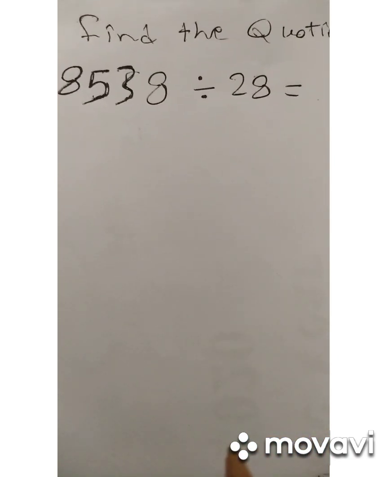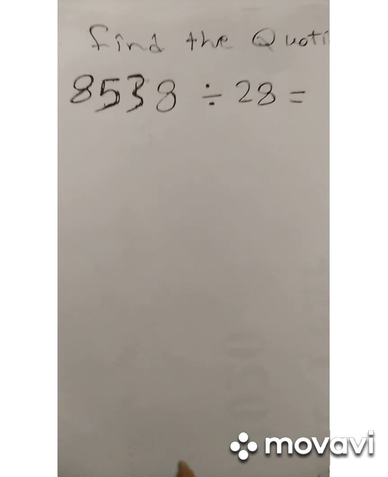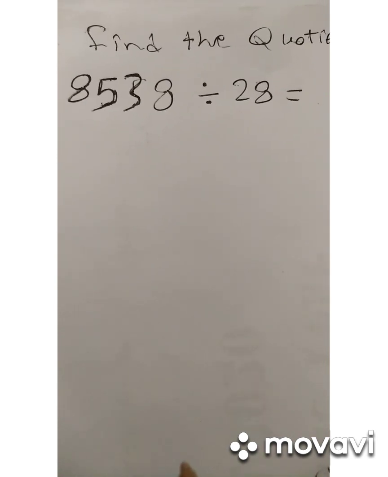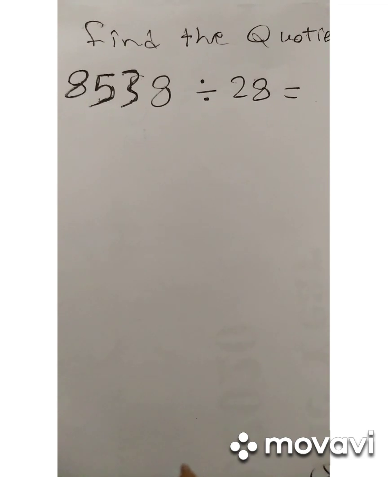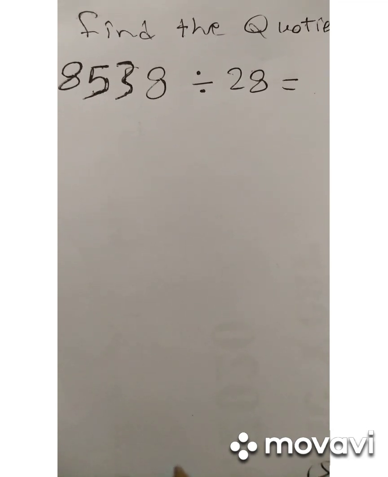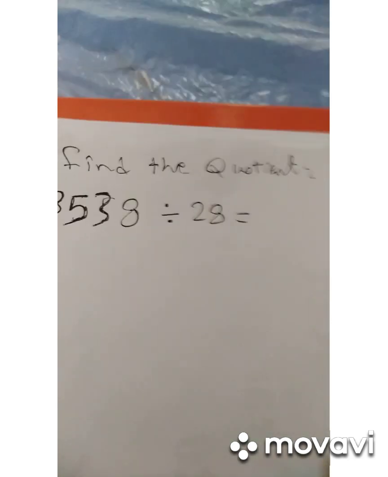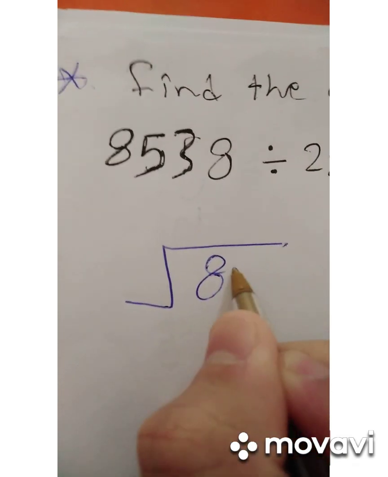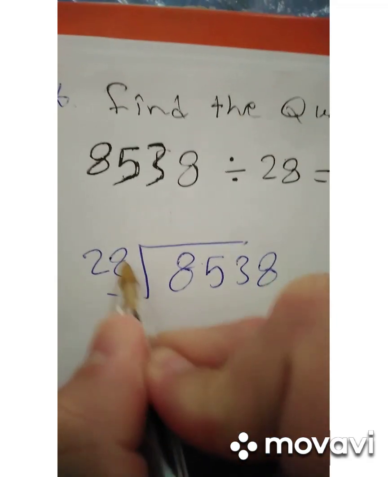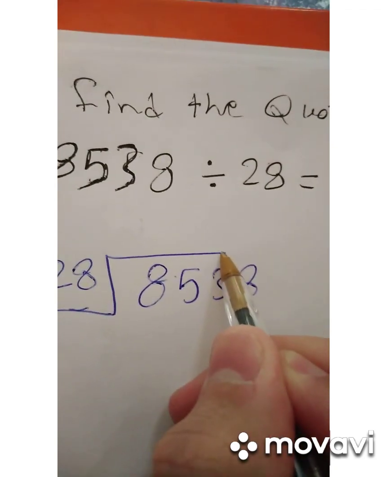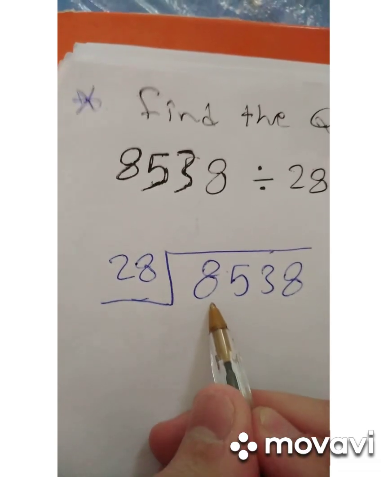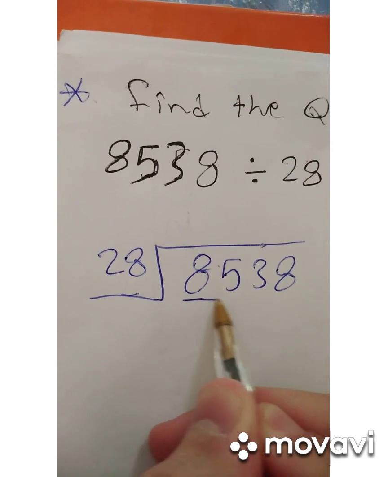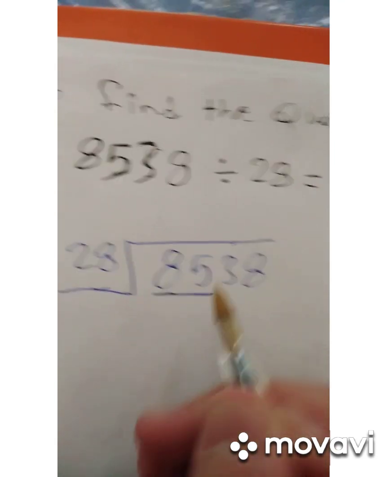Now guys, let's revise long division. If I want to divide 8,538 over 28, I do it with long division. Our dividend now is what? 8,538 over 28. Can we divide 8 over 28? No, we can't. 85 over 28? Yes, we can. Go to your draft.